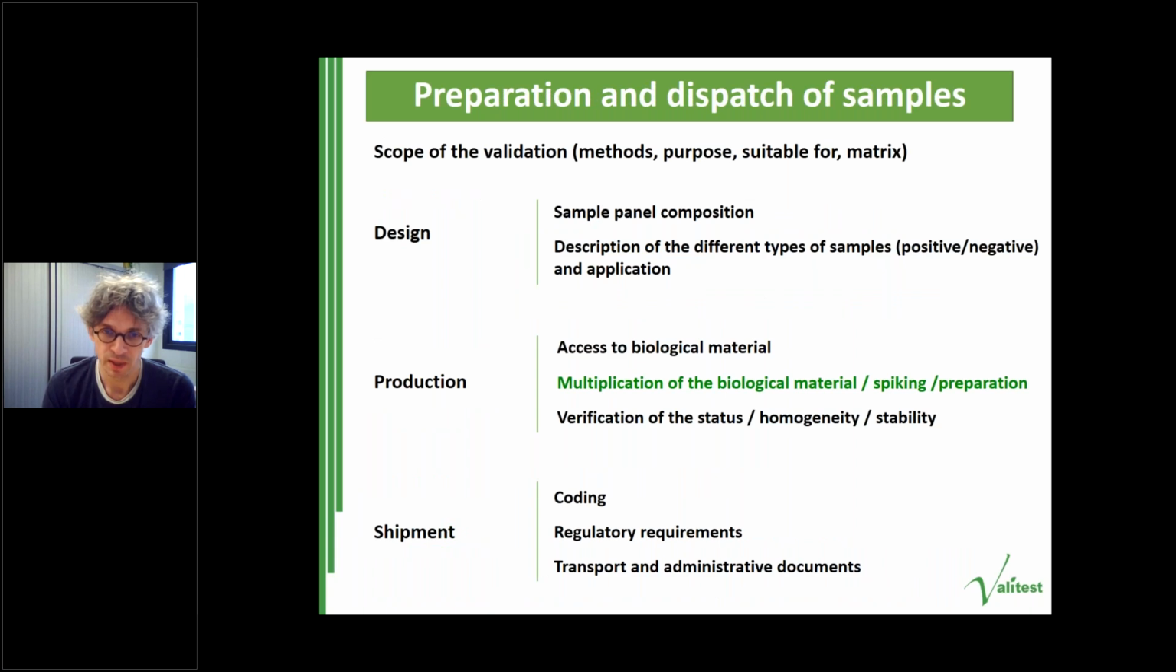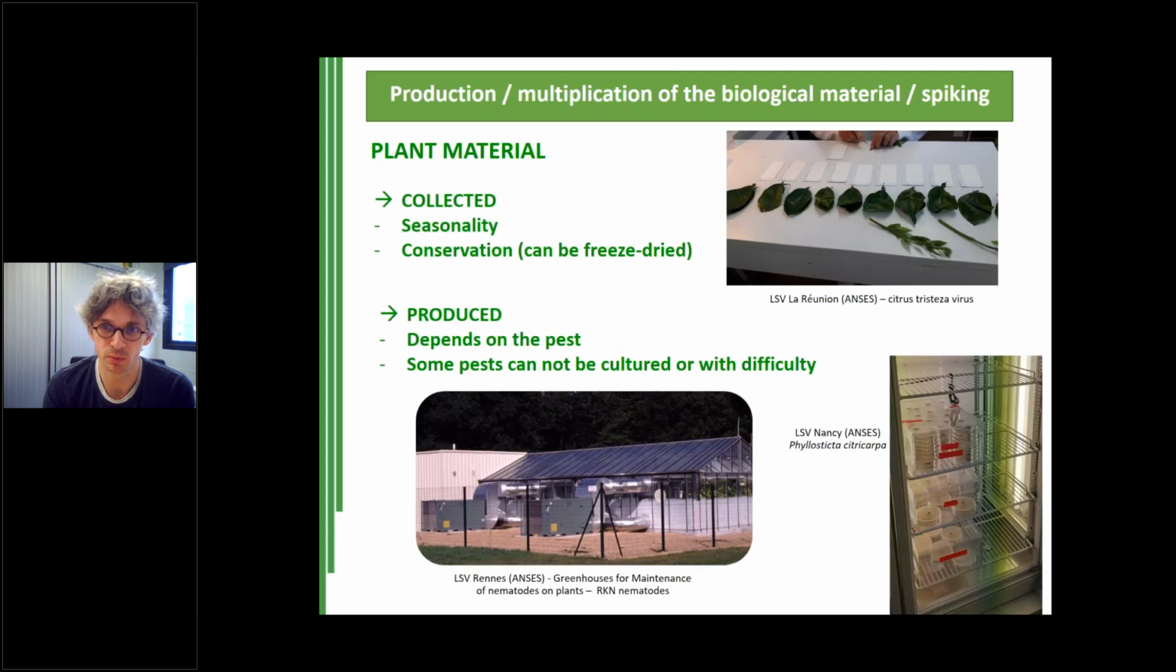So we said that access to the biological material can be difficult. In some cases, you can also multiply it. So we already talked about the collection of the material. We have to respect the seasonality. You have to be careful about the way you will store your material. You have here a picture of some citrus leaves collected for the evaluation of tests on the citrus tristeza virus.